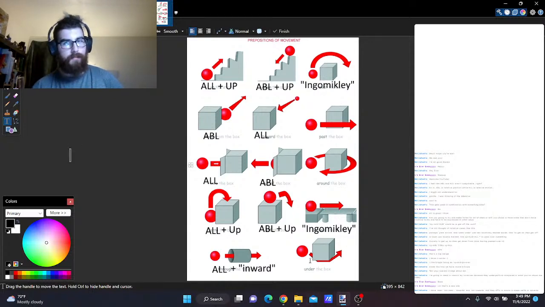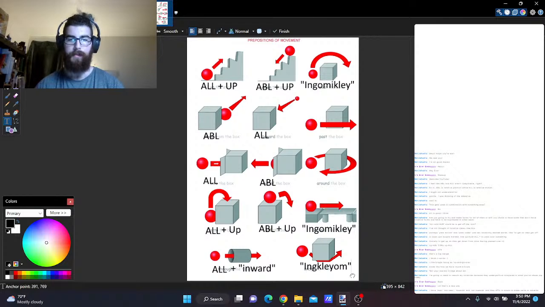Now I was wondering, can we just flip that? So, like, instead of ingomikle, it would be in play, incleum, for underneath. Go down and then up. Or do we want to conflate this with inward? Because we could.